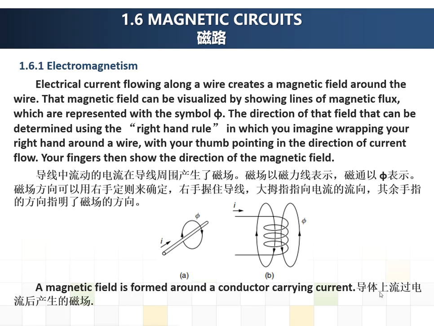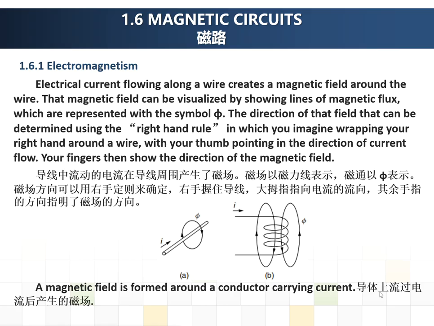Let's study section 1.6, magnetic circuits. 1.6.1, electromagnetism. Electrical current flowing along a wire creates a magnetic field around the wire. That magnetic field can be visualized by showing lines of magnetic flux. The magnetic flux is represented using the symbol phi.